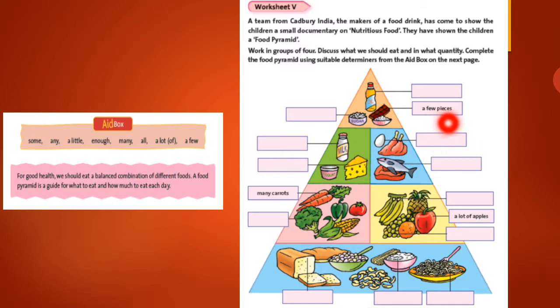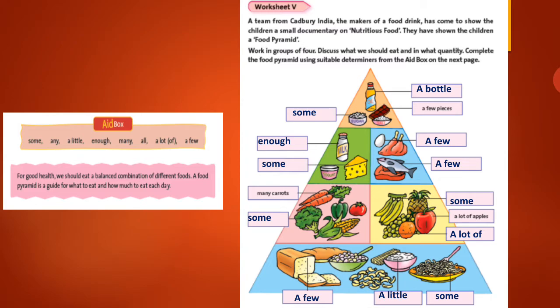We have to use them one by one. You can see here a few pieces of chocolate, many carrots, a lot of apples. So this is a food pyramid. You have to show what quantity we should take to keep our health strong, to keep us fit and fine. Let's see. These are the determiners that I have used. A bottle of oil, like in a long period. Some sugar, enough milk, बहुत सारा, खूब सारा.